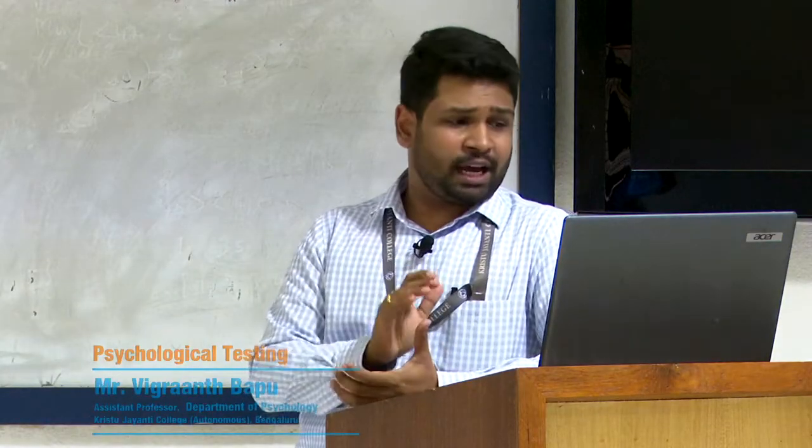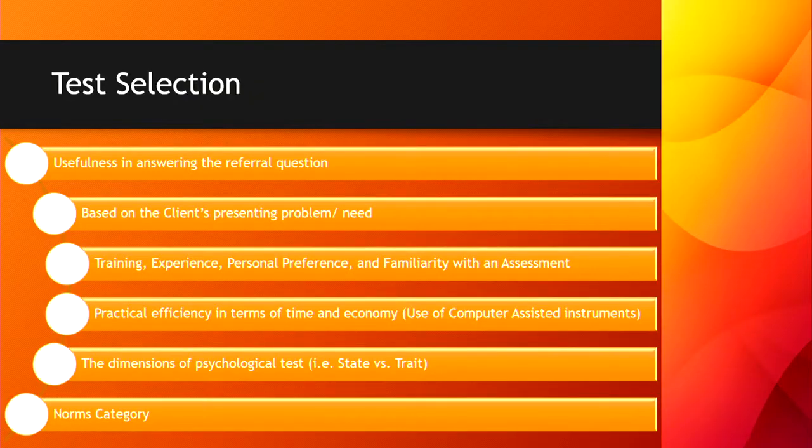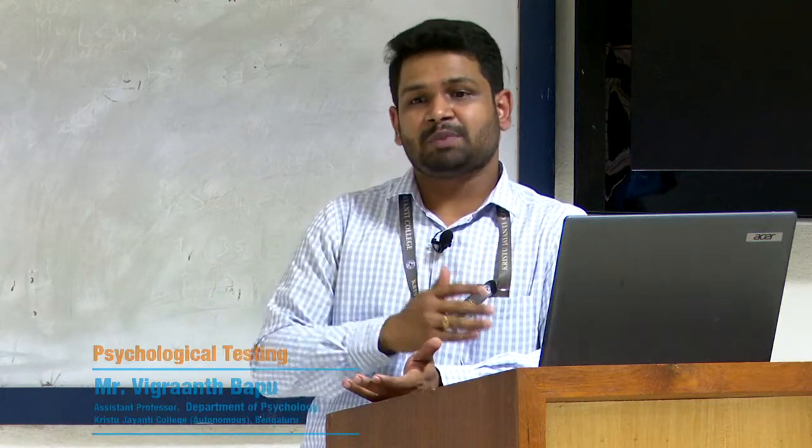And the last and most important thing is the dimension of the psychological test, because it becomes very important what we are trying to assess. Sometimes it would be a state, sometimes it would be a trait. So we need to know whether we are assessing a current state, that is, what is currently disturbing the individual, or a long-standing trait, that is something which has been there in him since birth. For example, depression could be both a state as well as a trait. So we need to know what is to be assessed, a trait or a state. Depending upon that, we need to change the tool.